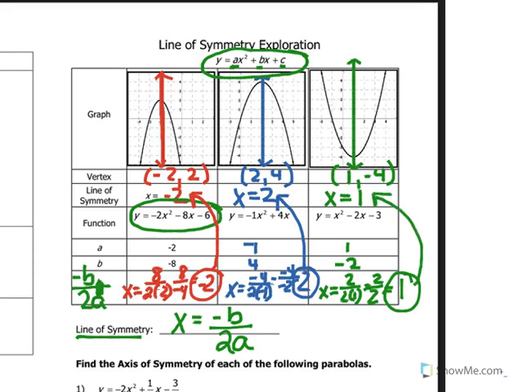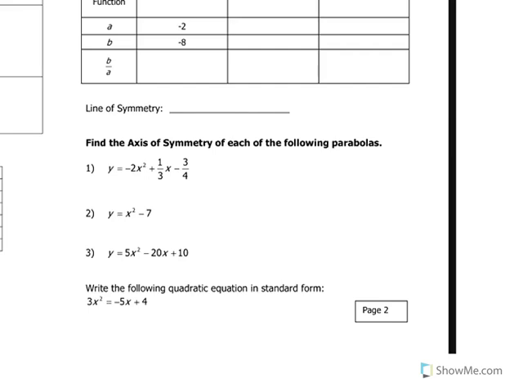Okay, so we're going to try that on the bottom. It says find the axis of symmetry for each of the following parabolas. Well, look, all we got was an equation, no graph. So what we want to figure out is what is the value of A and what is the value of B. So the value of A in this one is -2, and the value of B is 1/3.